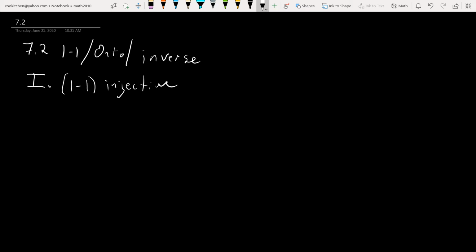Basically, that means you're not going to have any case where two different elements are going to the same element. So it's a function, so it passes the vertical line test, but it's also one-to-one, which means it'll pass kind of a horizontal line test as well. So it's a very restricted class of functions. Let's get a working definition that we could use in proofs.